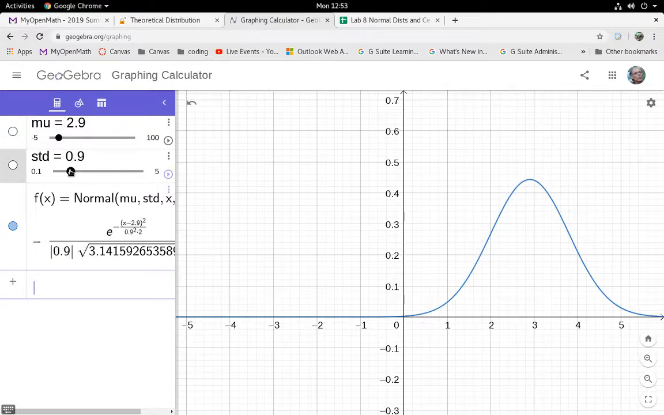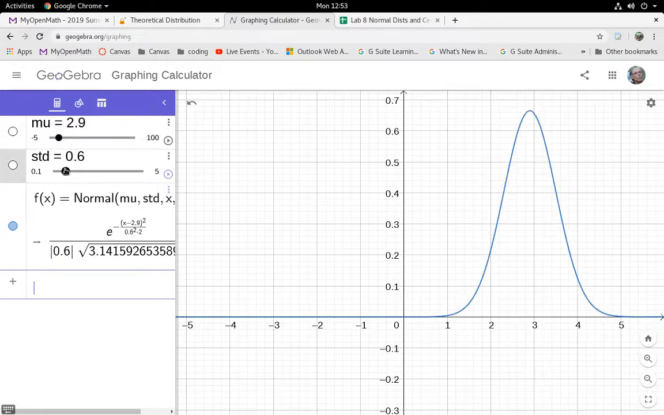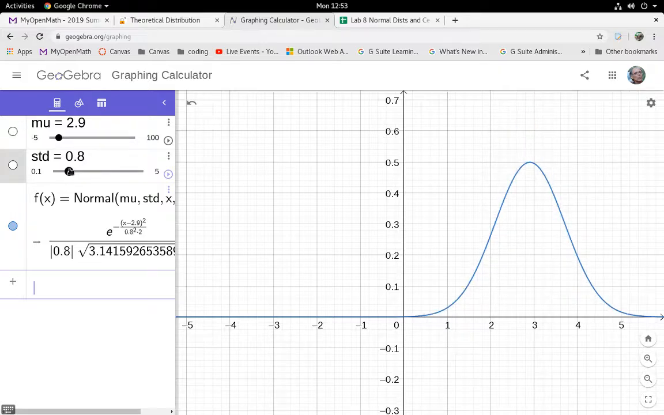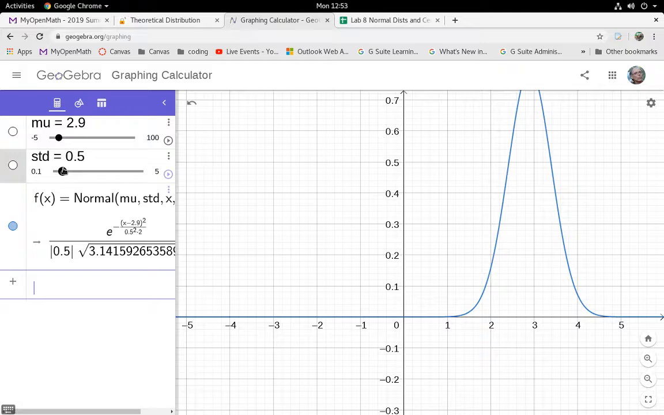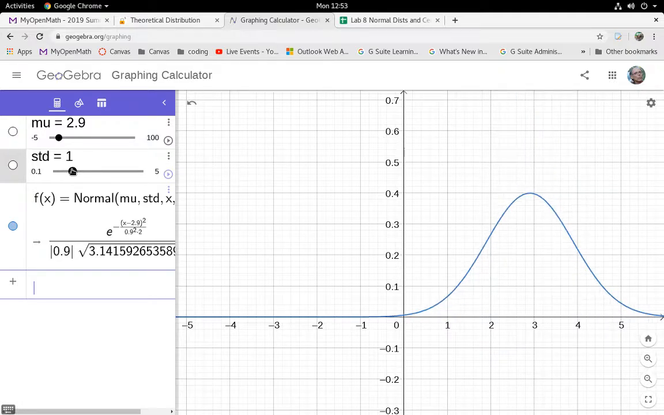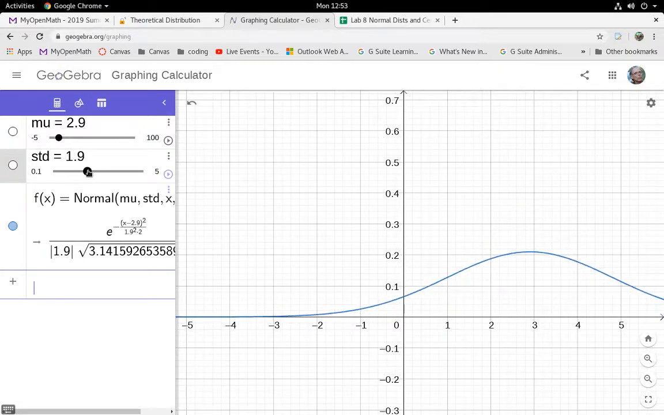So if I make the standard deviation narrower, then it becomes taller. If I make the standard deviation smaller here, so here's a standard deviation of 0.5 versus 1. And then a standard deviation of 2. It's about right there. Okay, and I kept the mean the same at about 2.9. So standard deviation talks about the spread.